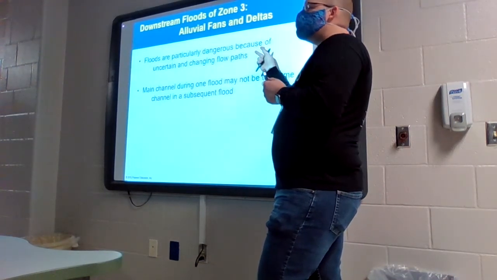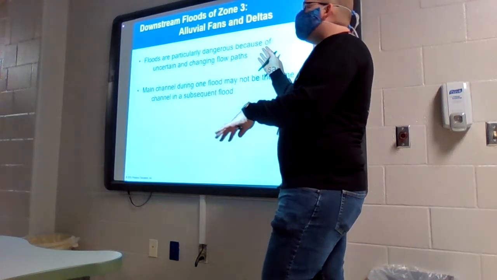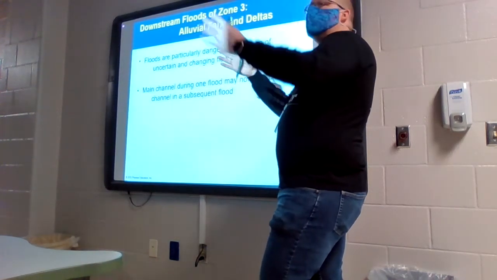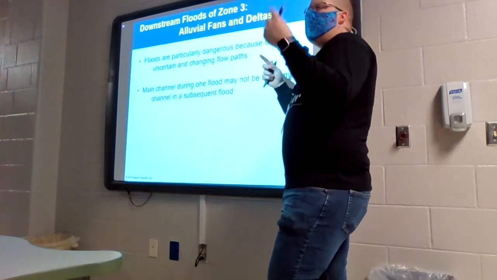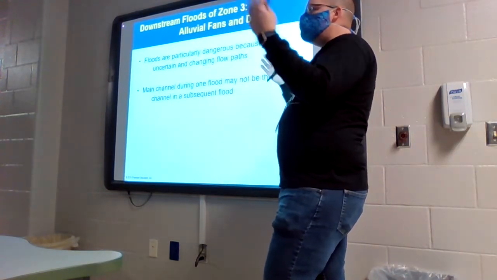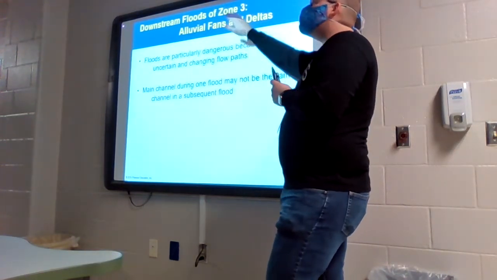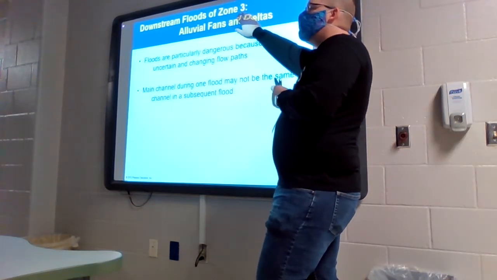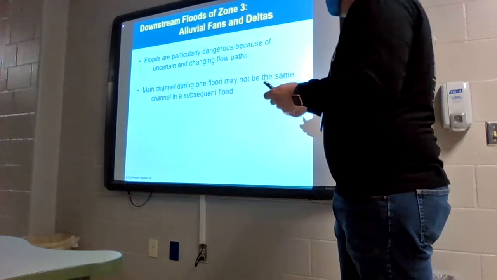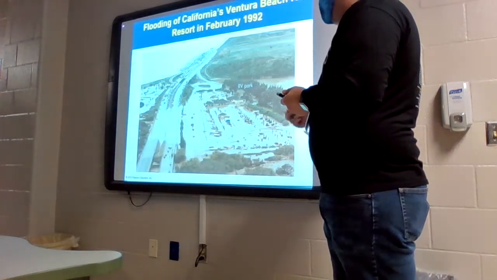These are particularly dangerous because you can get a lot of water in them, and there's no real constraints on where the water goes. With the other two, you know where your flooding is going to happen. Everything's so flat in Zone 3, your flooding could really kind of go anywhere in any direction.